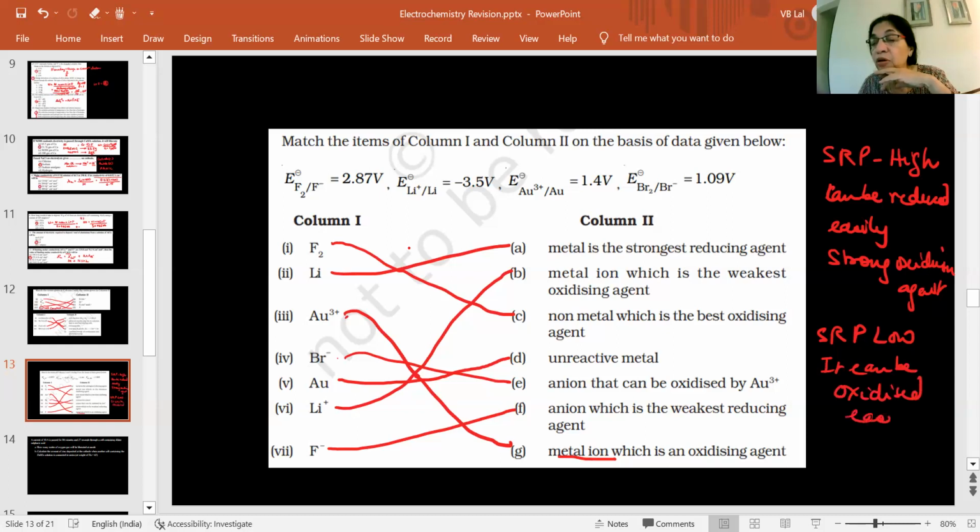And if it can be oxidized easily, it is a strong reducing agent. So these are things you should remember very clearly, then you will be able to answer these questions.